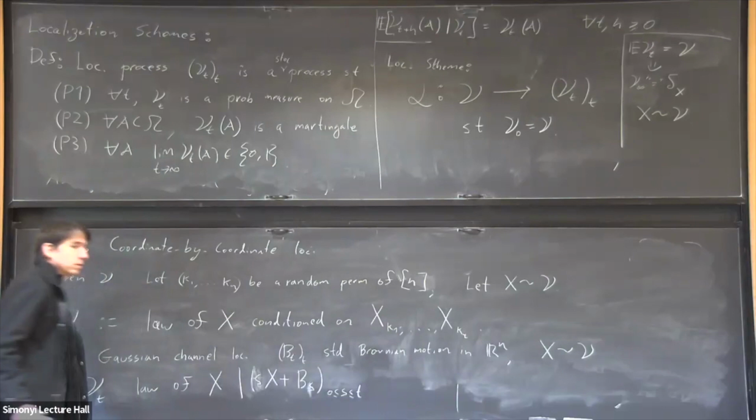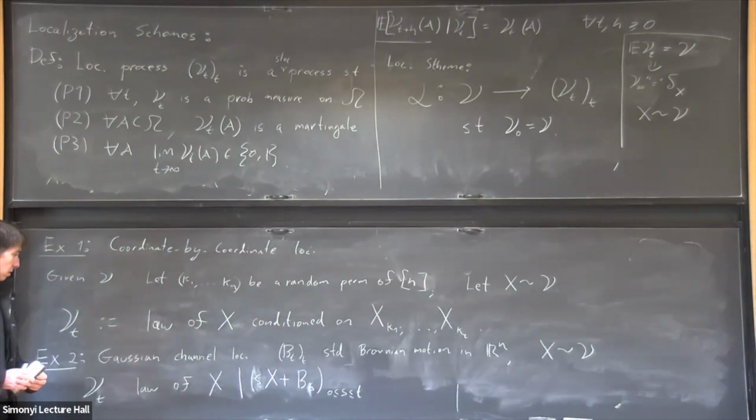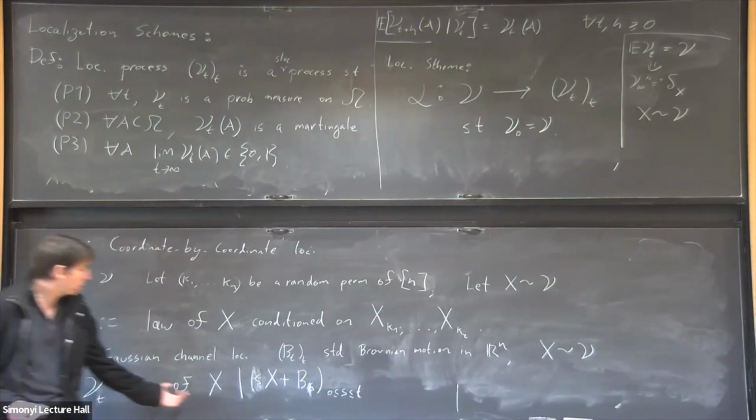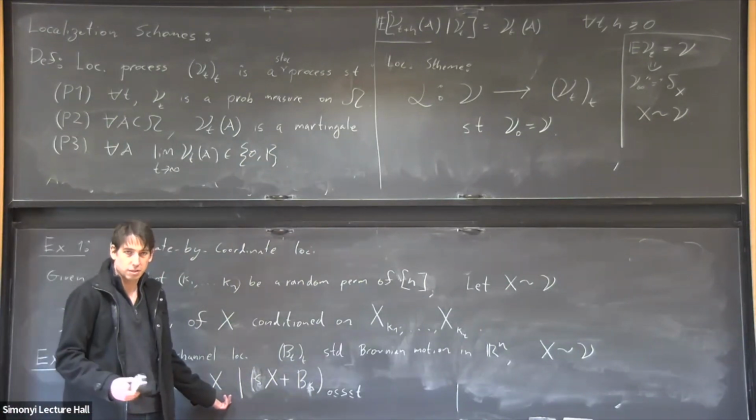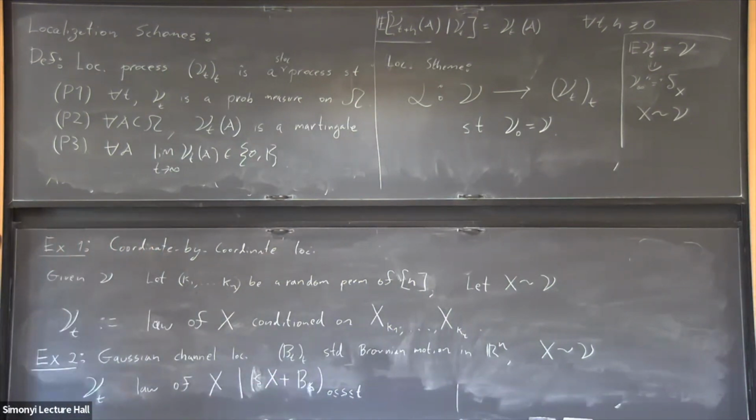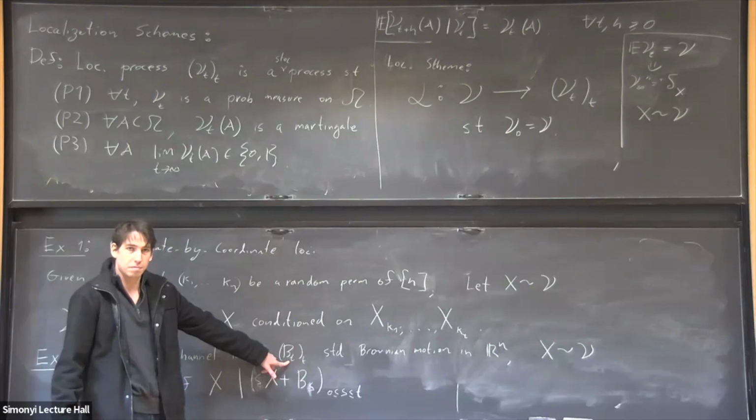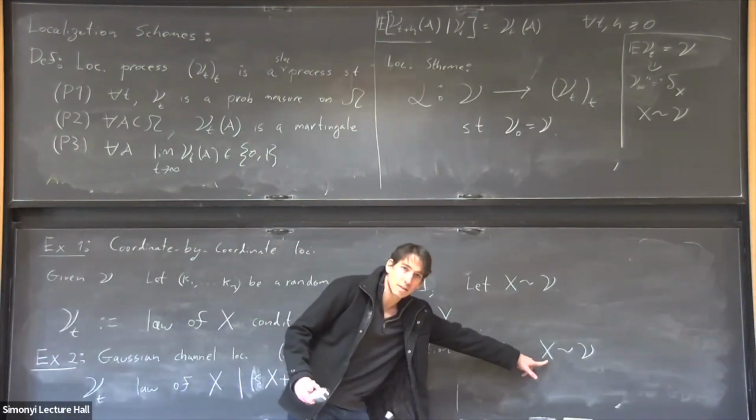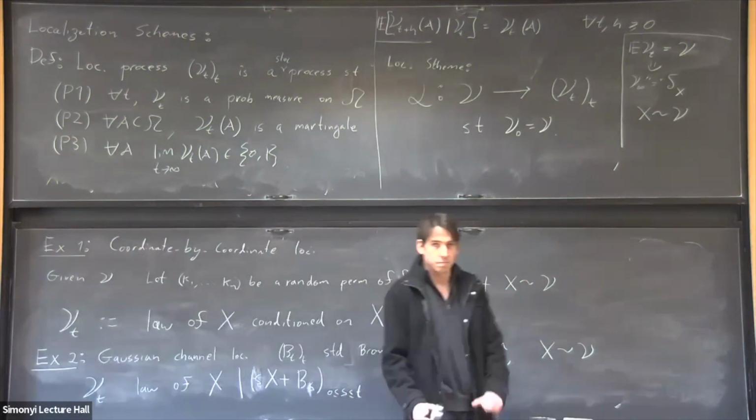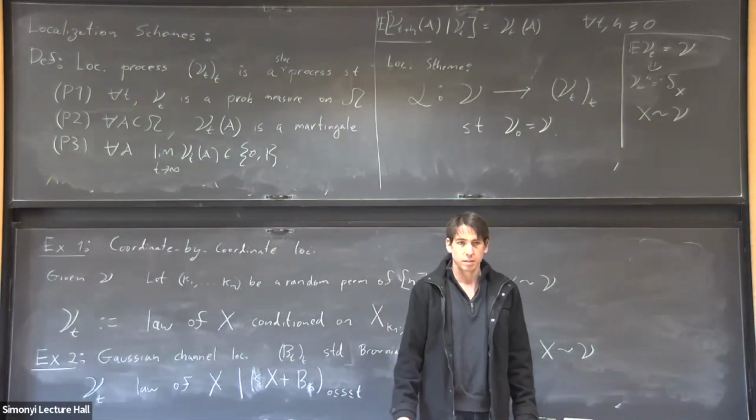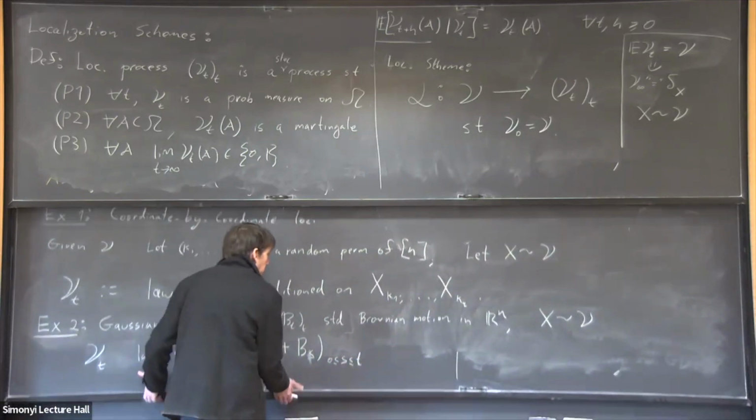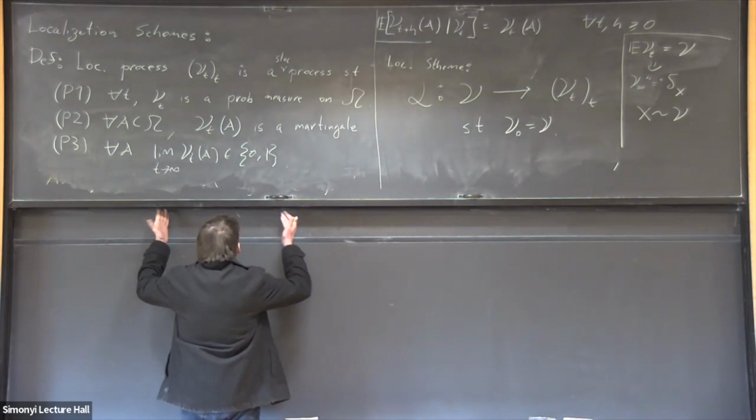What do you mean when you say law of something? You mean the distribution? It's a measure, right? It's the measure according to which this thing is distributed. And it's a random measure, right? It's a random measure because here the randomness came from this and from this, and here the randomness came from this and from this. Okay. Good. Let's just leave it with these two examples at this point.